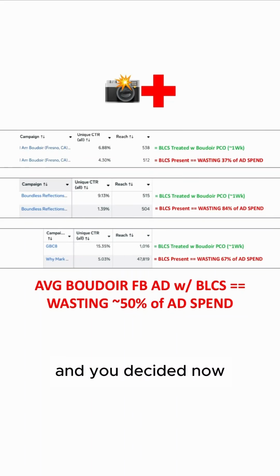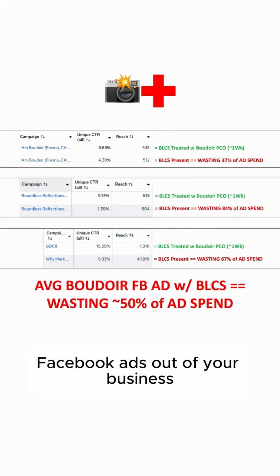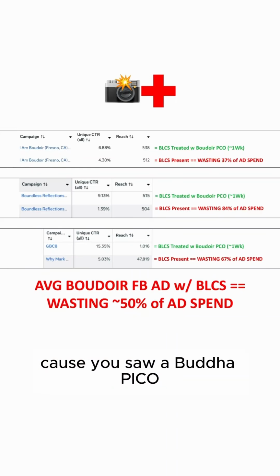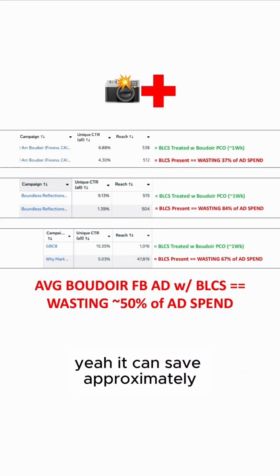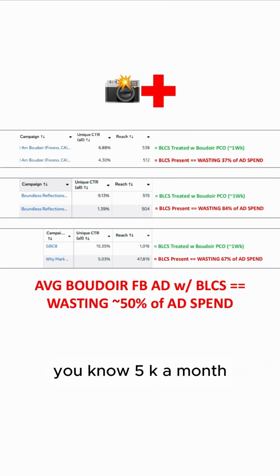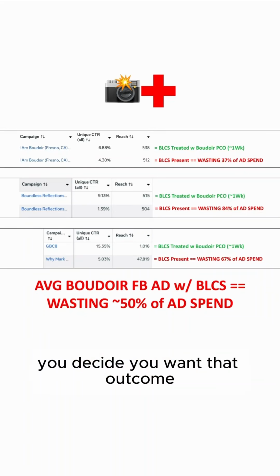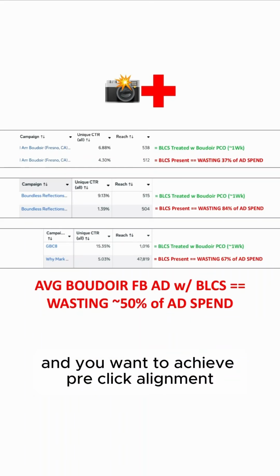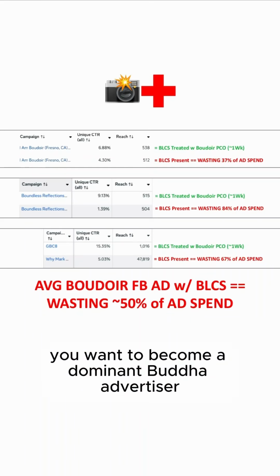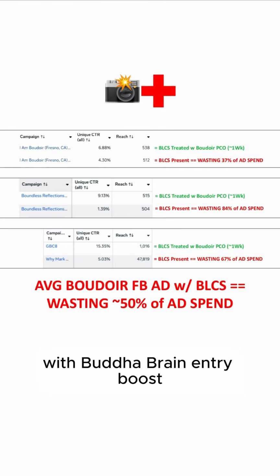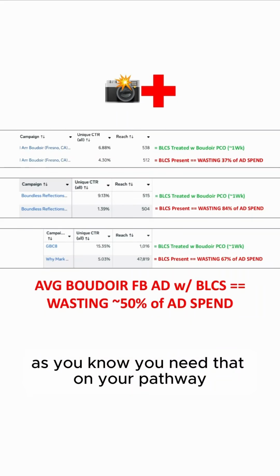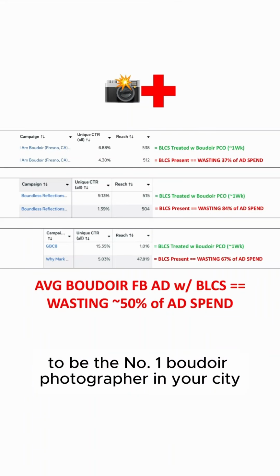You decided now you're finally ready to optimize the Boudoir Facebook ad side of your business because you saw with Boudoir Pico, yeah, it can save approximately 5K a month. Put that back in your pocket. It shows them to spend, so it's not being wasted. And approximately 60K over the next year. You decide you want that outcome, and you want to achieve pre-click alignment. You want to become a dominant Boudoir advertiser with Boudoir Brain Entry Boost. As you know, you need that on your pathway to be the number one boudoir photographer in your city.